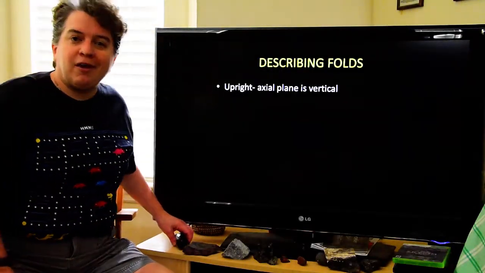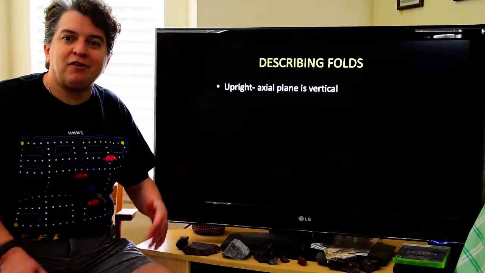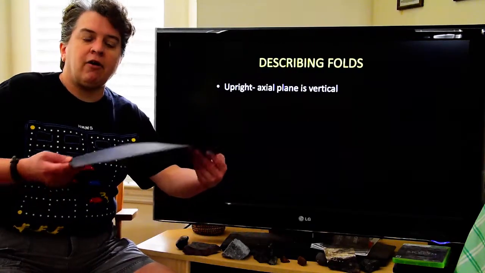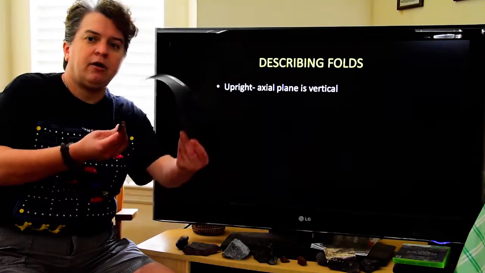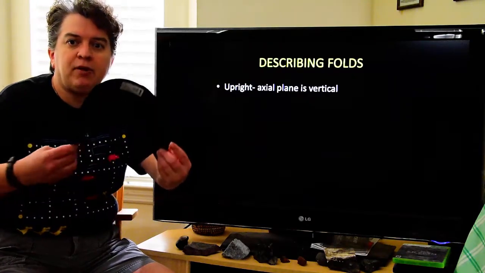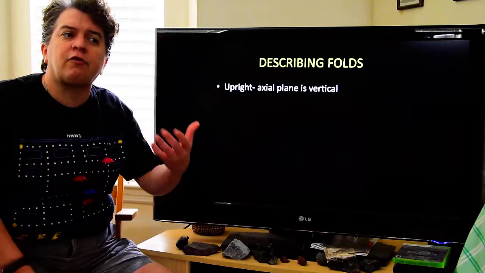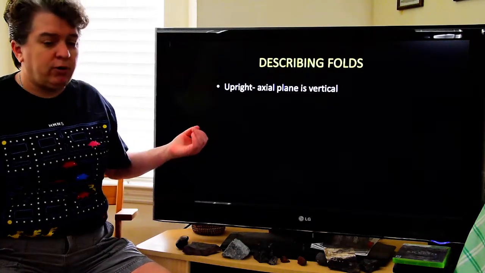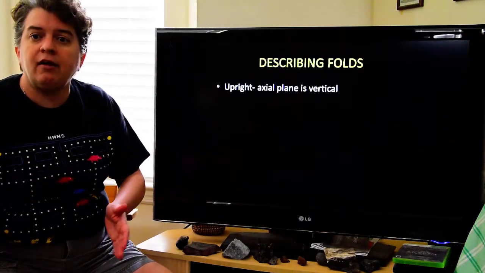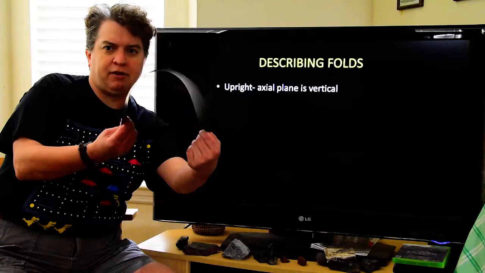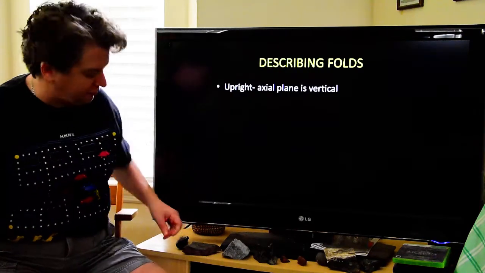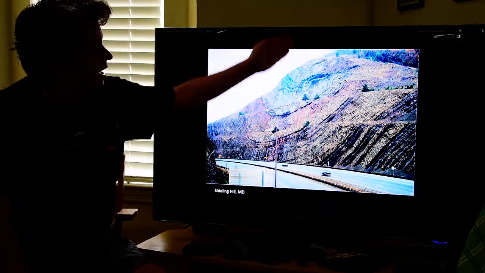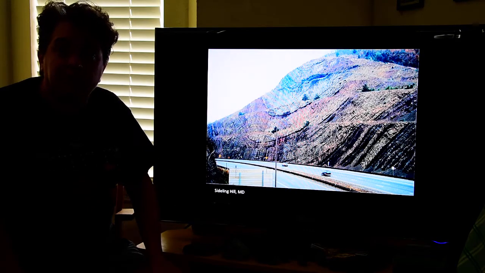Of course, things have to get a little bit more complex than just anticline, syncline, and monocline. Folds, as I said earlier, can be tilted in different ways. The hinge line can be tilted, and so we have to be able to describe these different orientations of the fold. So an upright fold is where the axial plane is vertical. So this is this one that I'm classically showing like that. Axial plane is vertical. Kind of like this syncline right here. The axial plane is vertical in that syncline.